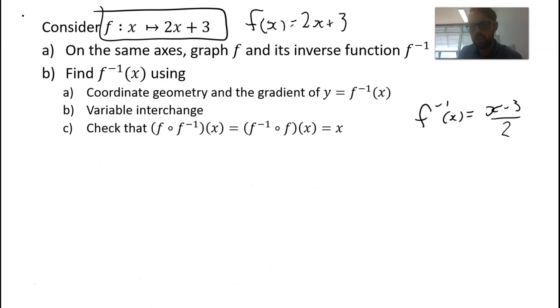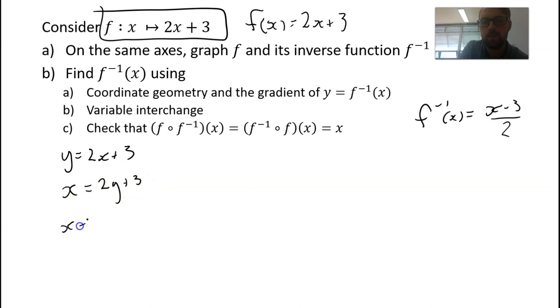So for me, the variable interchange method is just a little bit quicker, but whatever you'd like to do, that's fine. So we start with y equals 2x plus 3. We substitute our x and our y. So we change that to x equals 2y plus 3. And we just try and get our y back to the start. So the first thing we do here is remove the 3 to the other side. x minus 3 equals 2y. And then divide both sides by 2. So if we divide that by 2, that goes away. Have to do the same thing to the other side. I'm left with y equals x minus 3 on 2, and I get the exact same thing.